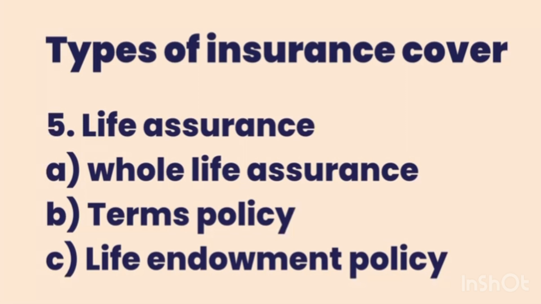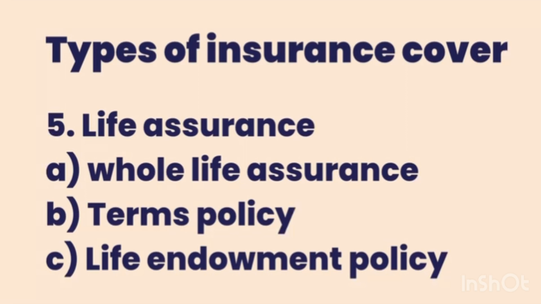We also have life endowment policy. There is a small difference between life endowment policy and terms policy. Just to remind you, in terms policy, the 20 years is just an example, not a specific number of years. If you die within the assured 20 years, the money will be given to your relatives. But if you do not die within the assured period, no money will be given to your relatives. That is under terms policy.